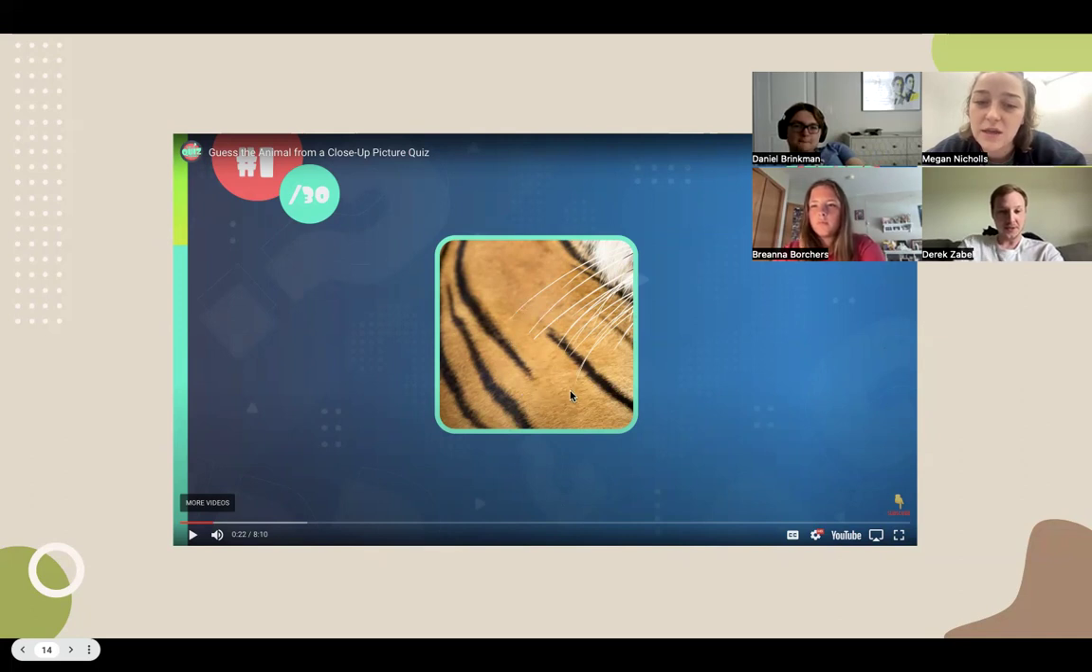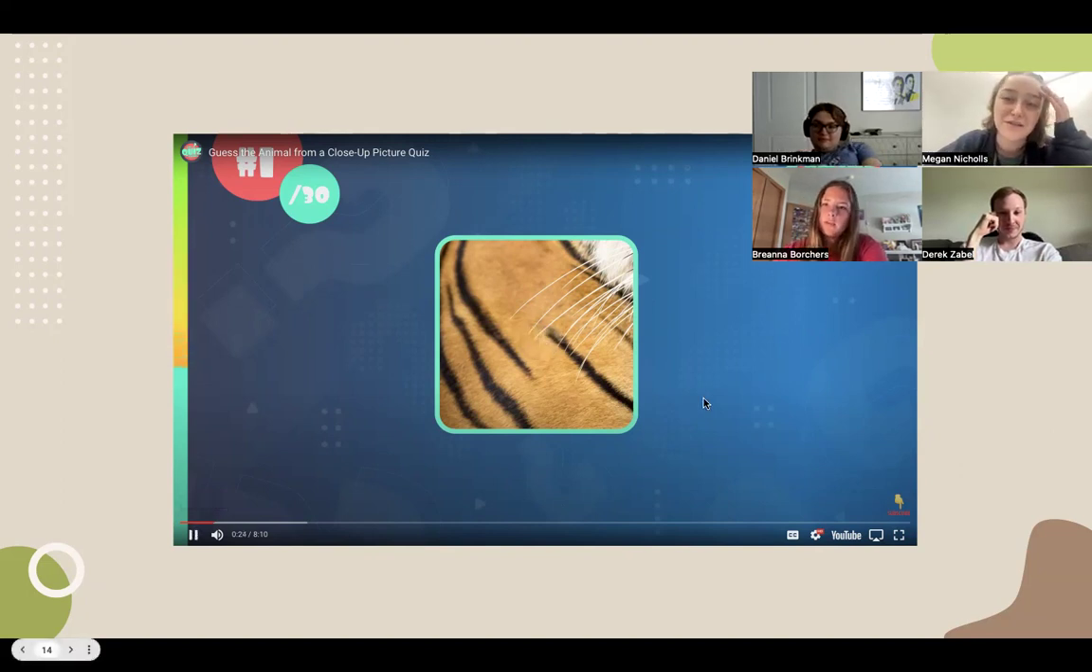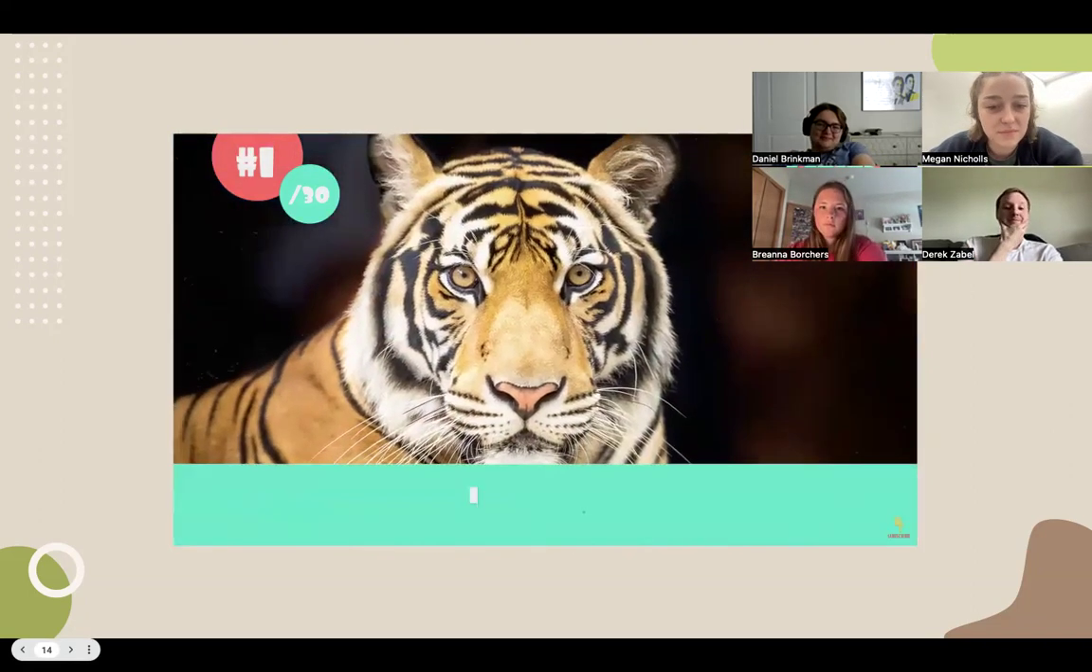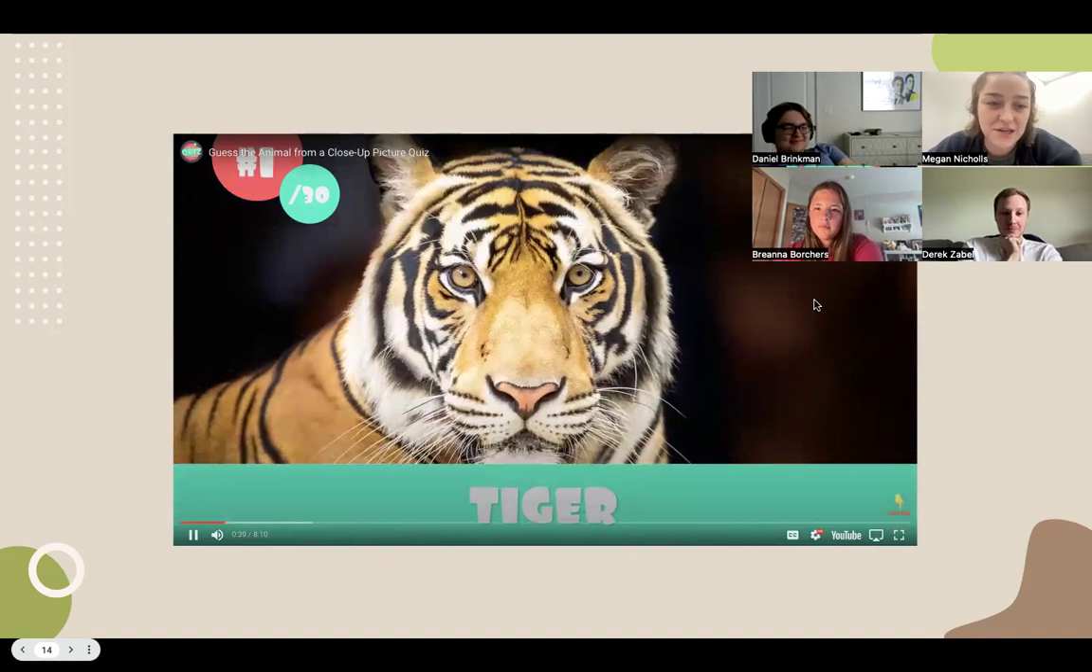How do you think their stripes and their shorter, thick hair would help them in a warm jungle environment? Well, the shortness would probably help with keeping cool, and the stripes, I imagine, would help with camouflage. Yeah, exactly. Good job. All right, I think you guys got it, but let's see what it is. It's a tiger.